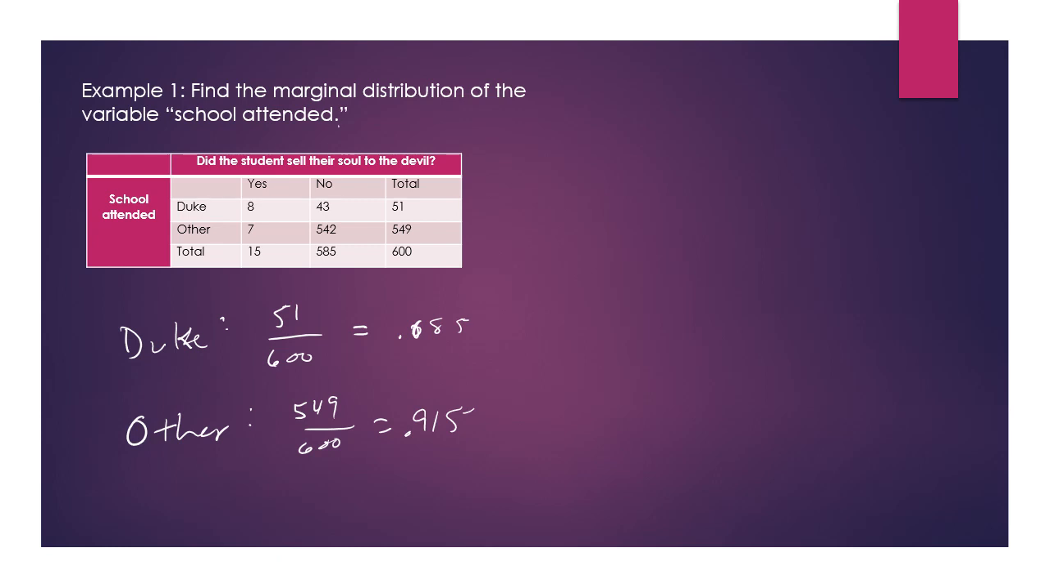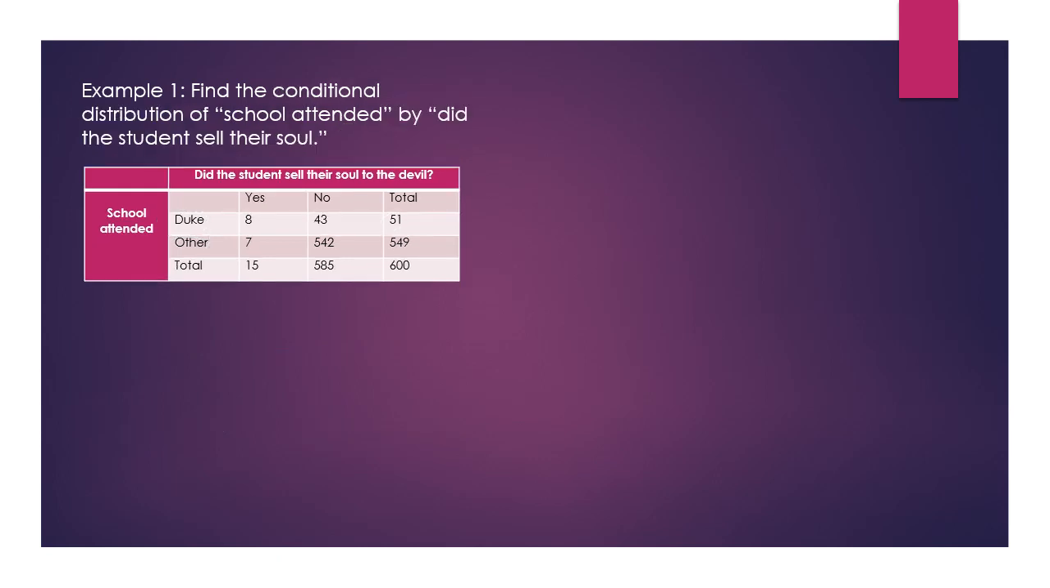You look at the variable we're talking about, so school attended here. School attended is broken into two categories. We've got Duke and we've got other. So we look at how many went to Duke in our sample, and we figure out that percentage, and we compare that to the percentage that went to other schools. Very simple concept, complicated name. You just need to remember that margin means that all the values are coming from the margins, or the kind of totals columns, of your table.